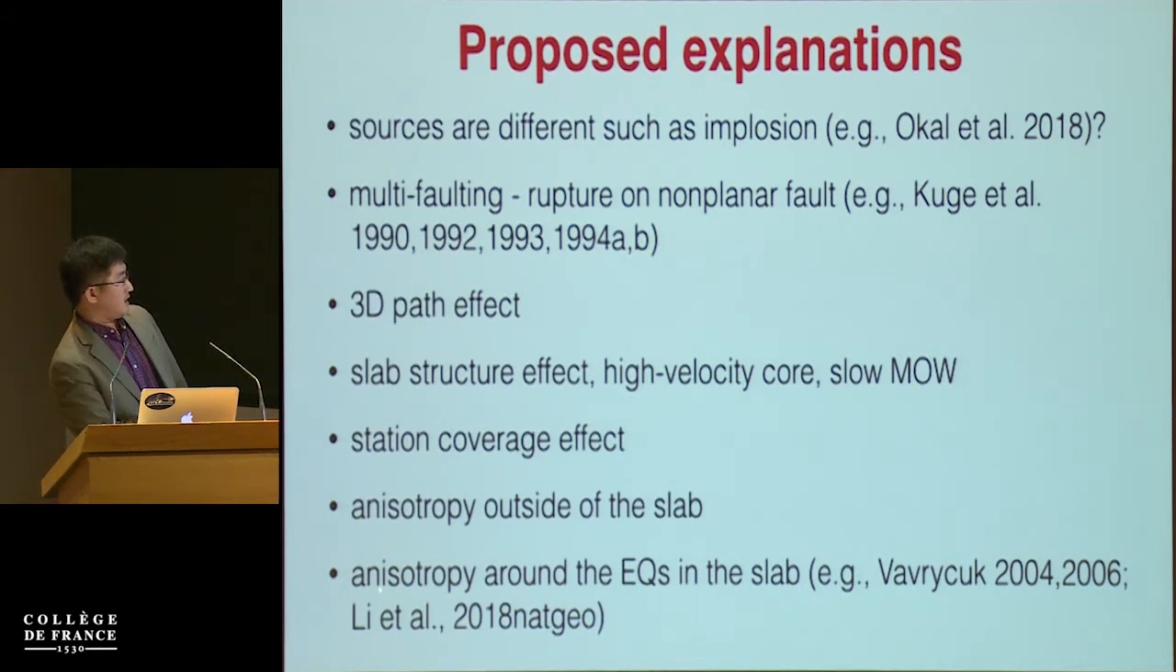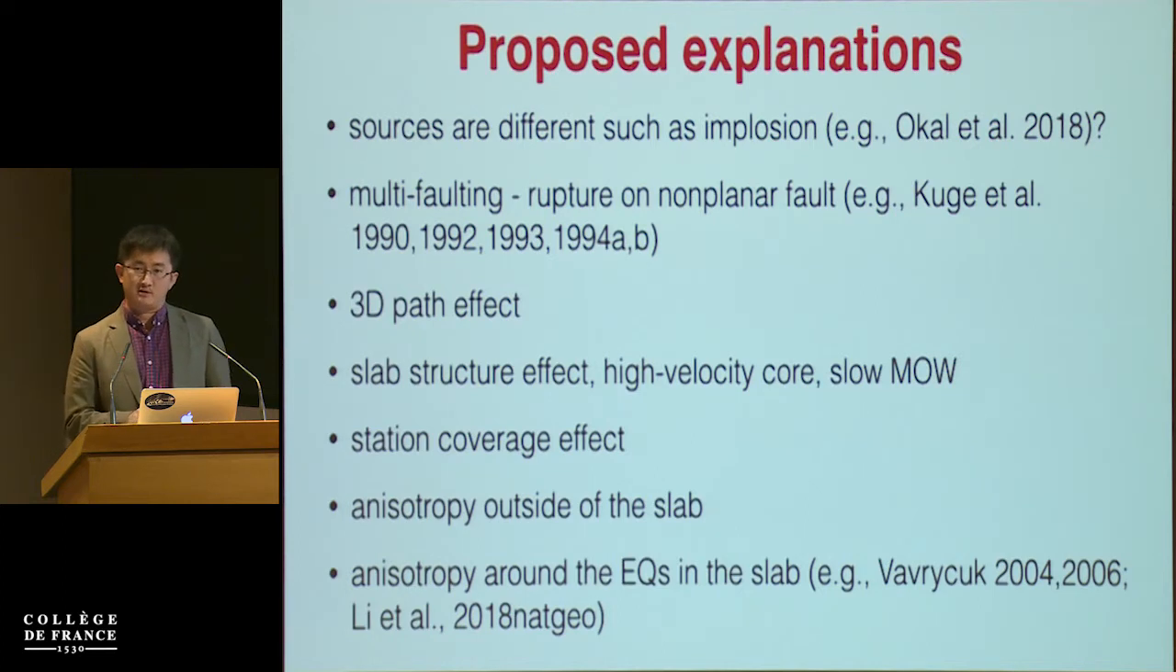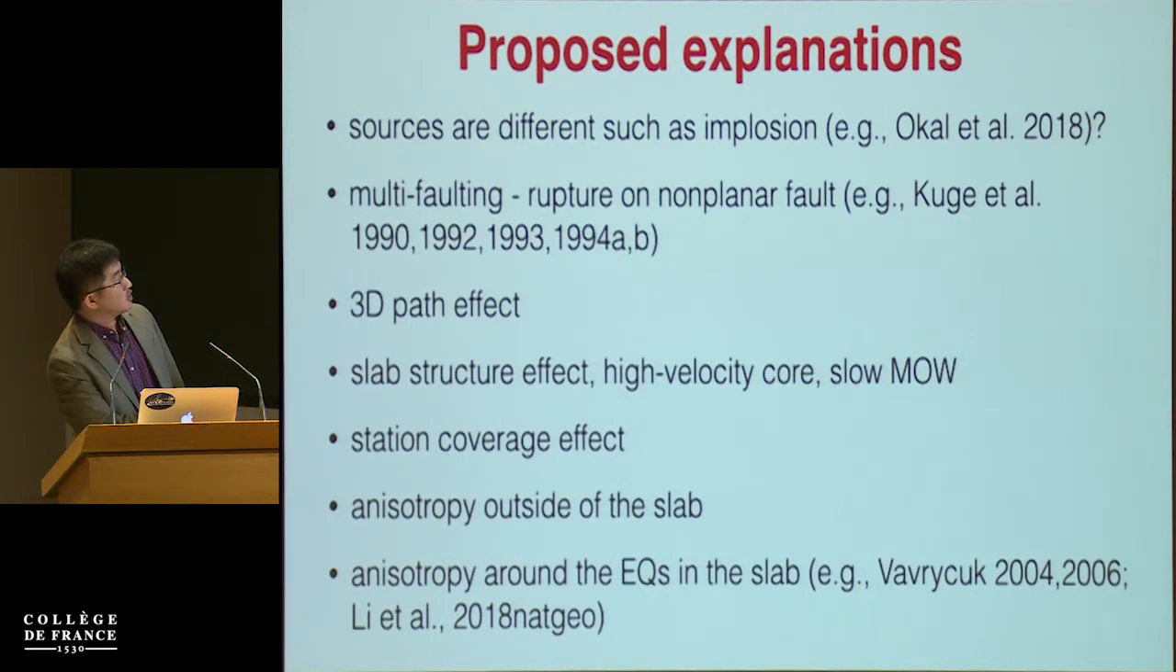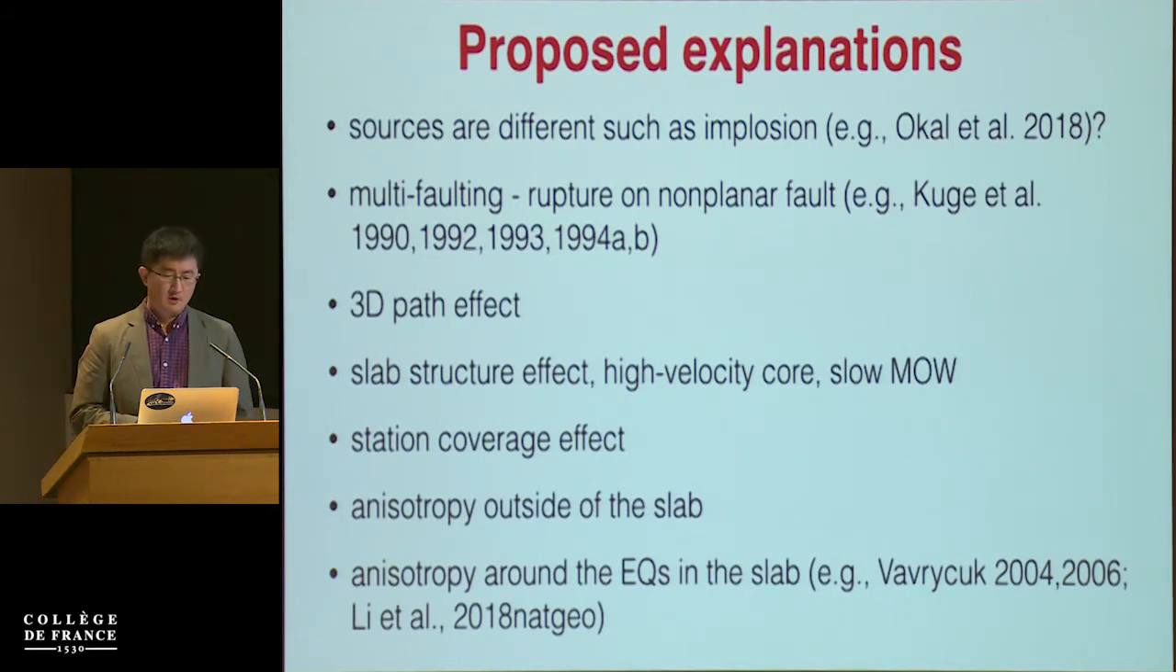Today I'm going to focus on anisotropy around the earthquakes within the slab, because I think that's the most important effect. Using 3D finite difference simulation, we can rule out all these cases except the anisotropy around the earthquakes inside the slab. And for these two explanations, we do not really need them for most of the earthquakes. So basically, deep earthquakes are just like shallow earthquakes. They are dislocation events in anisotropy.